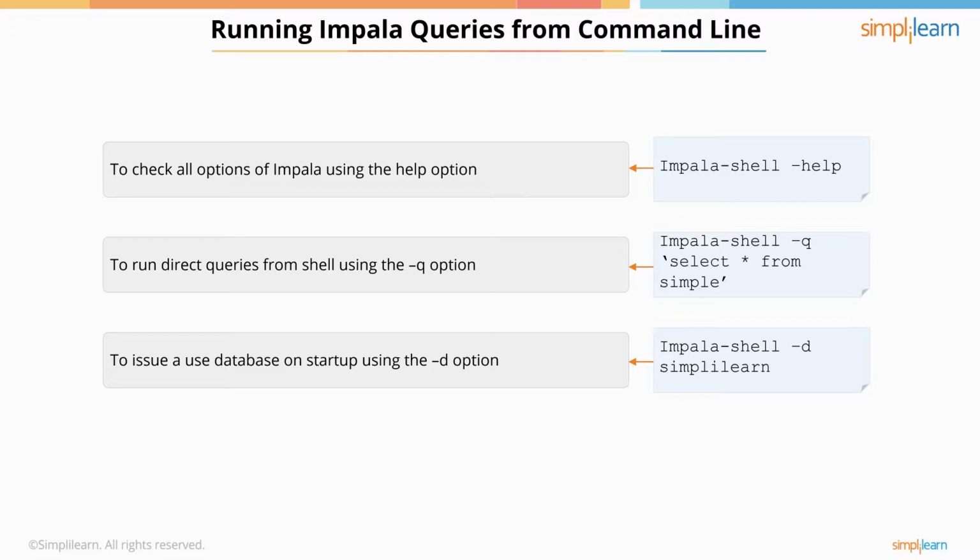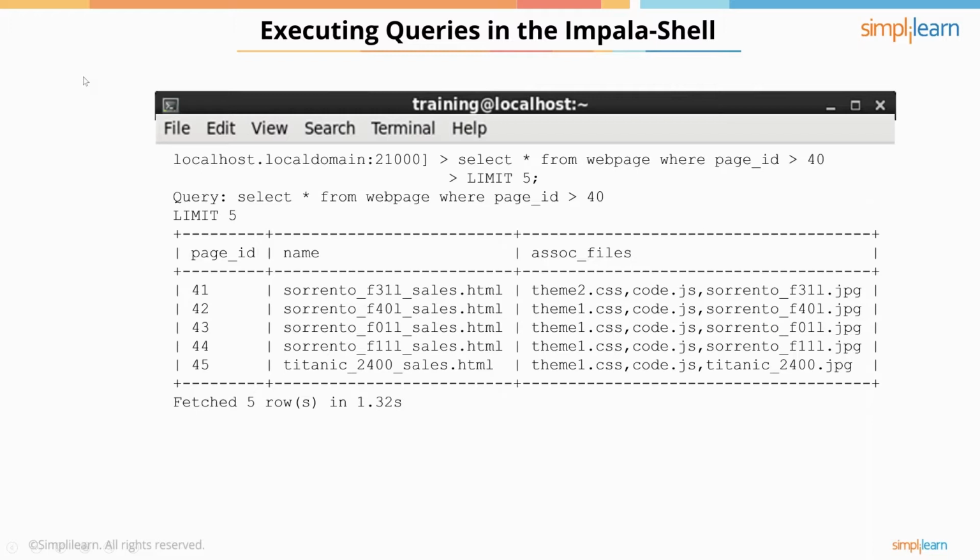To execute a command directly from the shell, we use the -q option. Again, our SQL command needs to be enclosed in single quotes. Now, the -d option is used to start a database. In this example, we are connecting to the Simplilearn database, but if we do not specify a database, it will use the default database, whatever the default may be defined as. Here is an example of query execution in the Impala-Shell. Again, a simple SQL statement, and here is the output.